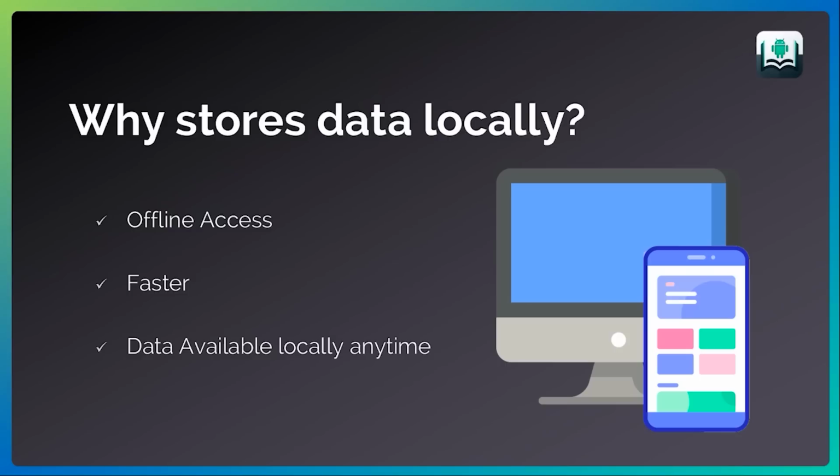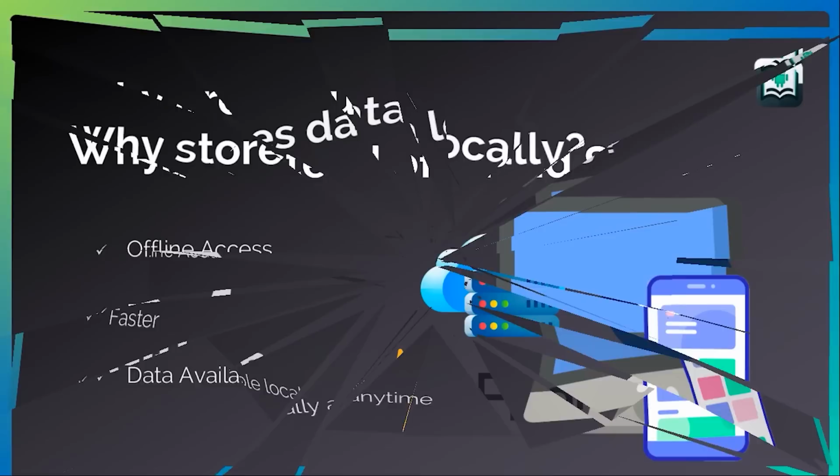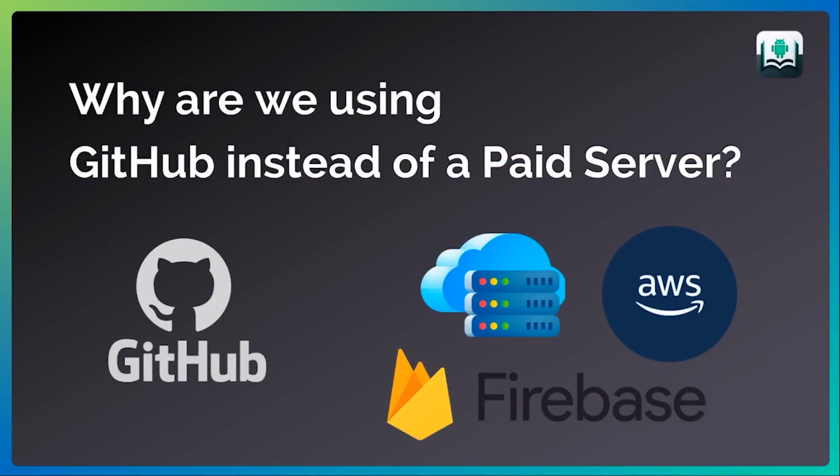As I mentioned, we can store the data remotely using a dedicated server, but we are going to use GitHub. Generally, most apps store data remotely using cloud services like Firebase, AWS, or custom backend servers. However, these services cost money for hosting, maintenance, and scaling. Since our blog app only fetches data, not real-time or user-generated content, we can use GitHub as a free alternative to store blog data.